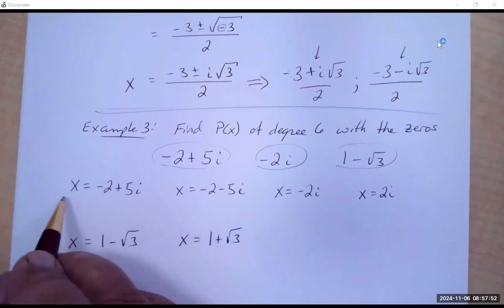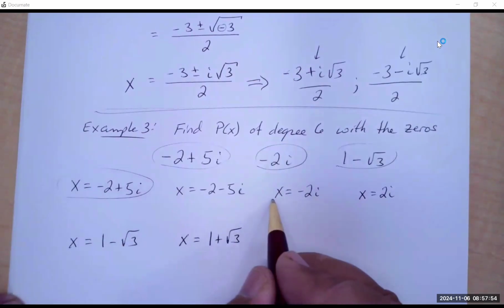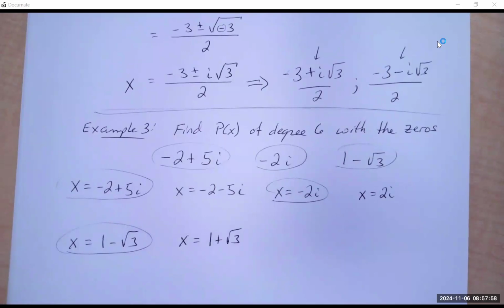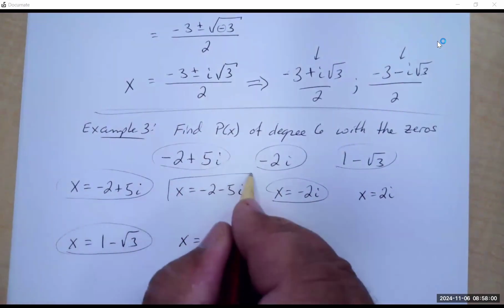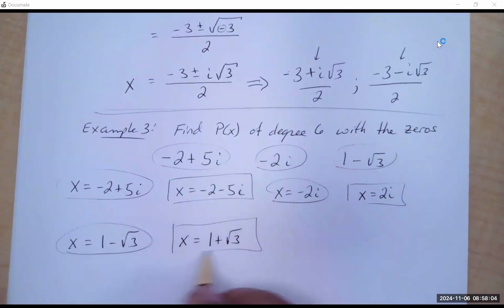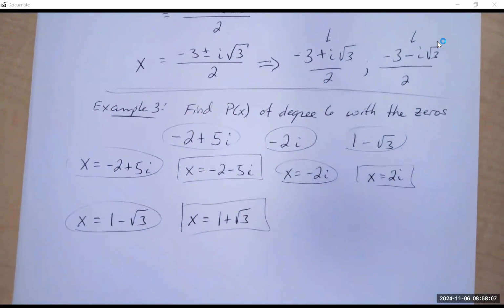So these are the given zeros. And this is what you found. Don't worry about it. We don't have to multiply these out. Because what would be the next step for you? We have to make them equal 0.